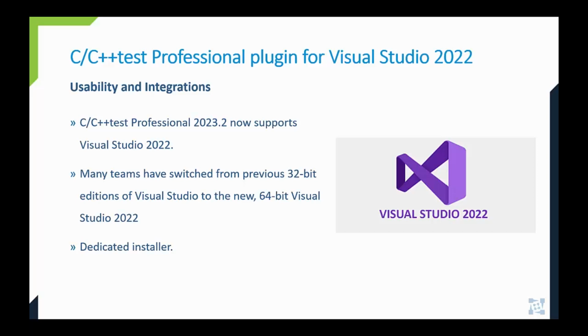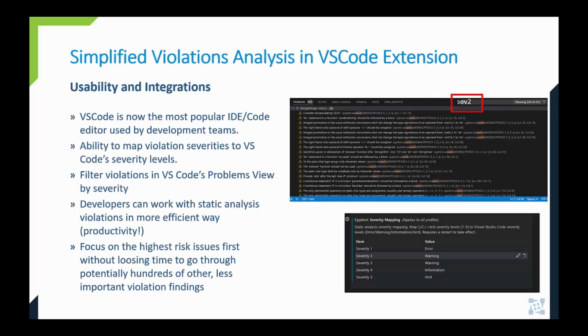dedicated installer. We have also added the ability to map the severity level of identified static analysis issues to the Visual Studio Code severity levels, and also added the ability to filter by severity. This is a feature that helps developers work in a more productive way. For example, if a developer gets flooded with lots of identified issues, they can quickly sort and prioritize them by severity. This helps developers address the higher risk issues first, making them more productive.